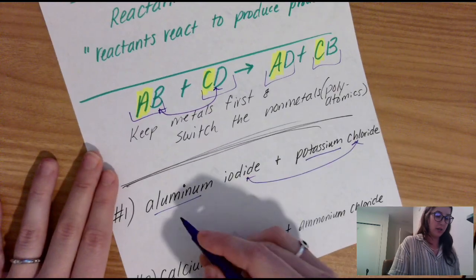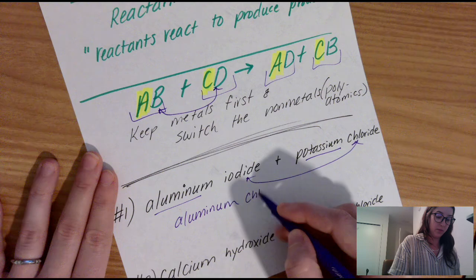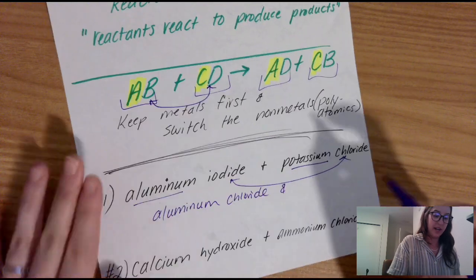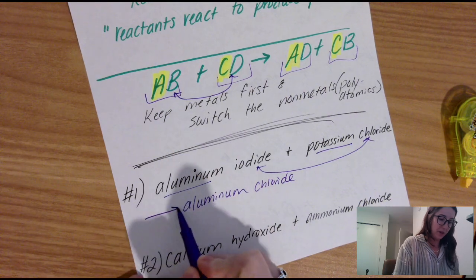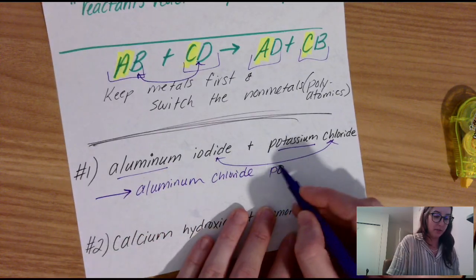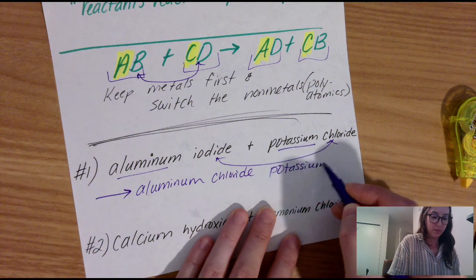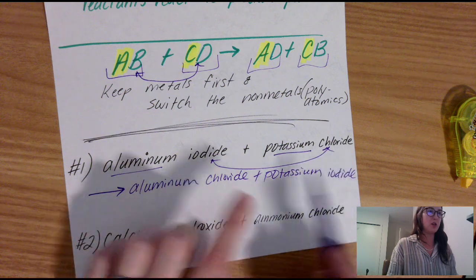So my products would become aluminum chloride and, let me not do the and sign, let me do a plus sign. And so I'll do the arrow as well if I had more room. Aluminum chloride and potassium iodide, right? So you see, all we did was we just kind of switched their partners, right?